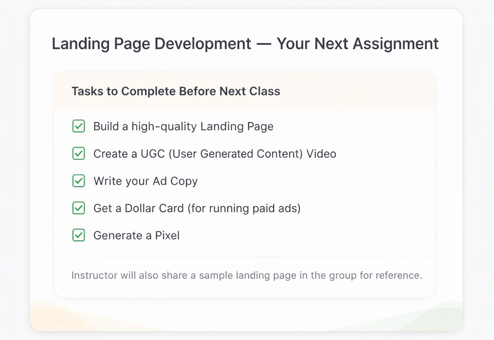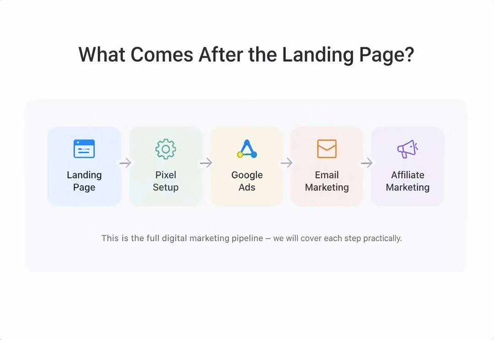Fourth, if you don't already have a dollar card, get one, because you'll need it to run paid ads on platforms like Facebook or Google. And fifth, generate a pixel, which is a tracking code that lets you measure who visits your landing page and retarget them later. The instructor also mentioned sharing a sample landing page in the group, so students have a reference to work from. The landing page is just the beginning.